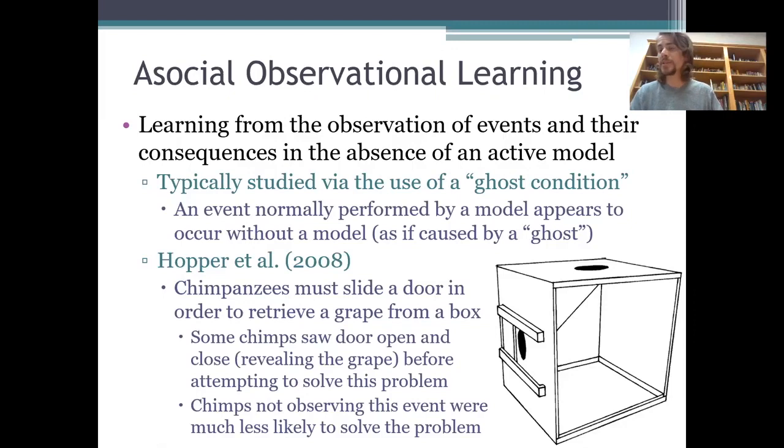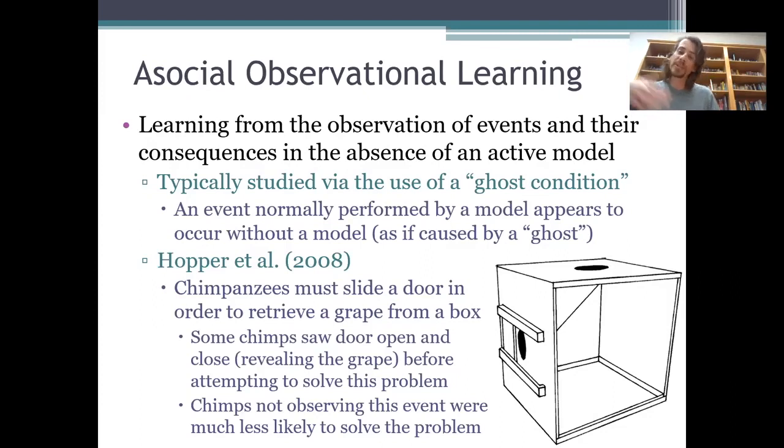Okay, and some of those chimps did solve the problem, but more of them didn't. However, in another condition, the ghost condition, the chimps first saw the door slide open, revealing the grape, before it was closed again. Now, the door was actually opened and closed by one of the experimenters who pulled on it with a fishing line, but the chimps couldn't see that. So to them, it would have looked like the door moved, opened, and closed all on its own, right? Or as though a ghost had moved it. So that's how the ghost condition worked.